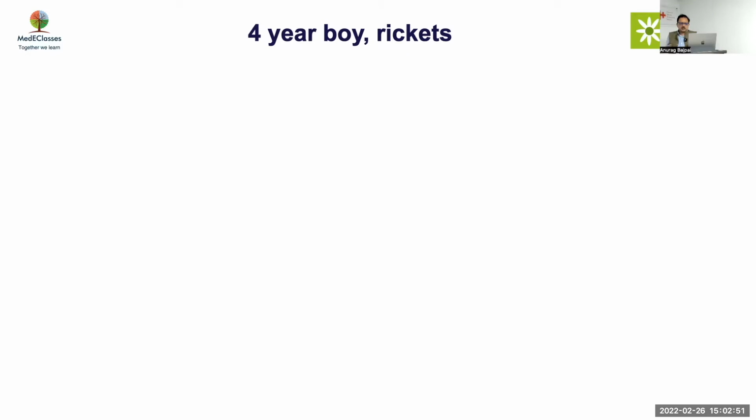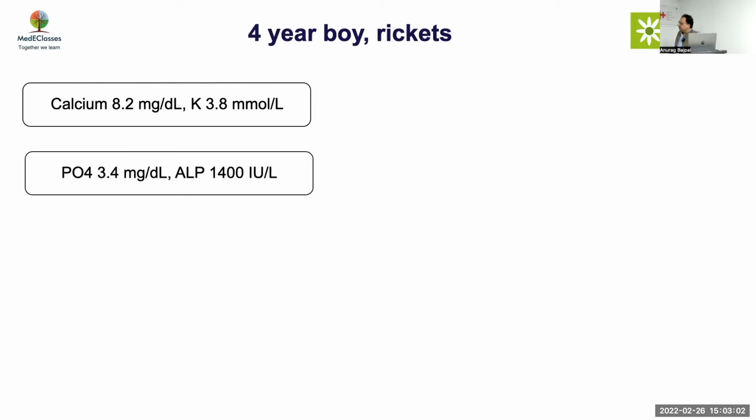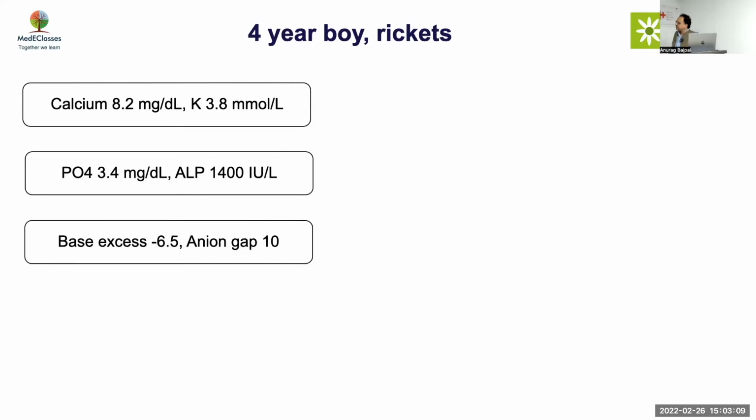Now, there could be certain situations where this RTA diagnosis may be confusing, as with this 4-year-old boy with rickets who presented with hypocalcemia and whose potassium was on the slightly lower side. Workup showed phosphorus on the lower side, and alkaline phosphatase was high. The treating physician did a blood gas which showed a mild metabolic acidosis and a normal anion gap. So this is hyperchloremic metabolic acidosis with a normal anion gap. Do you agree that this is RTA?